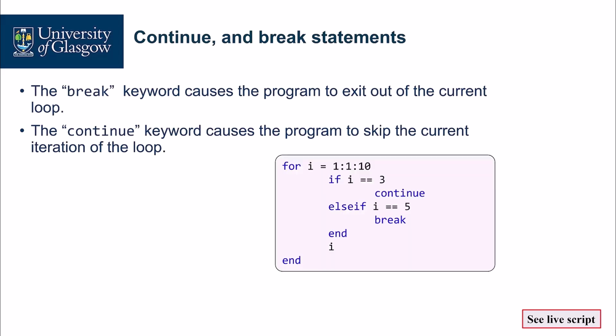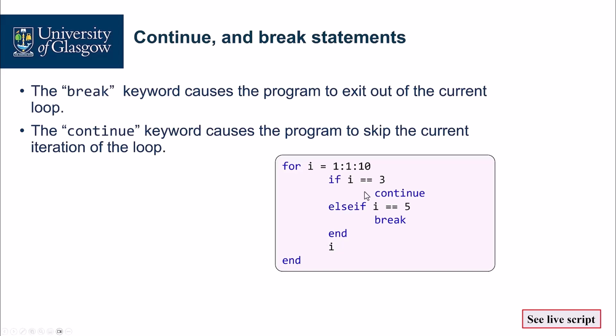So this is a program. i equals 1 colon 1 colon 10, so 1, 2, 3 to 10. If i equals 3, I do continue. Else if i equals 5, I do break. In each iteration, I print the value of i in the command window. The question is, what will be printed in the command window?